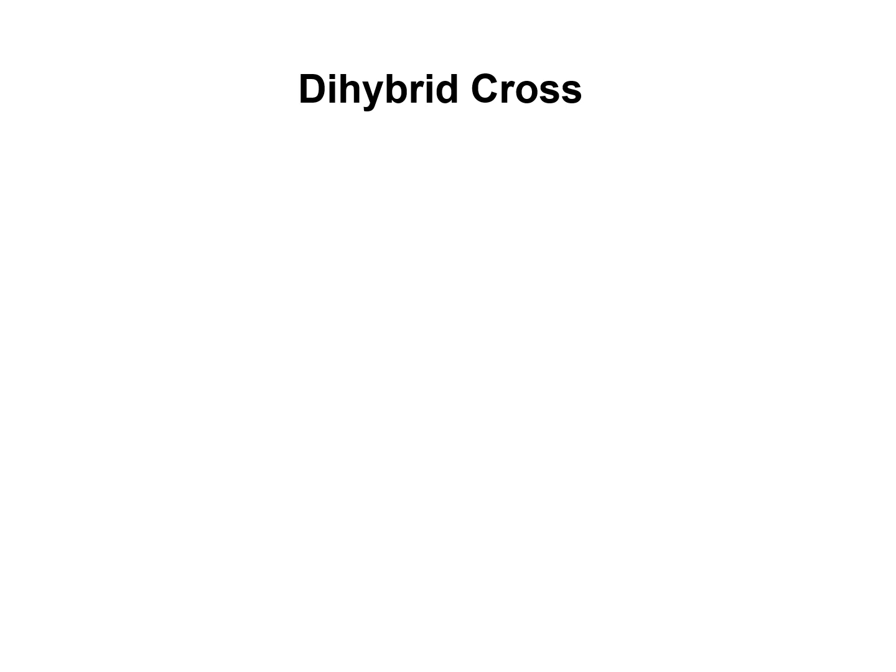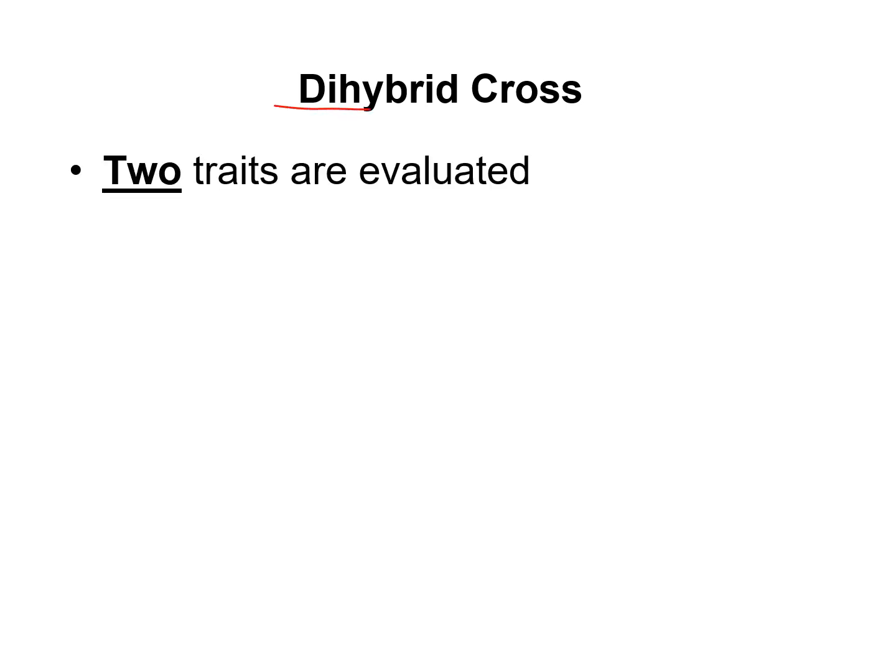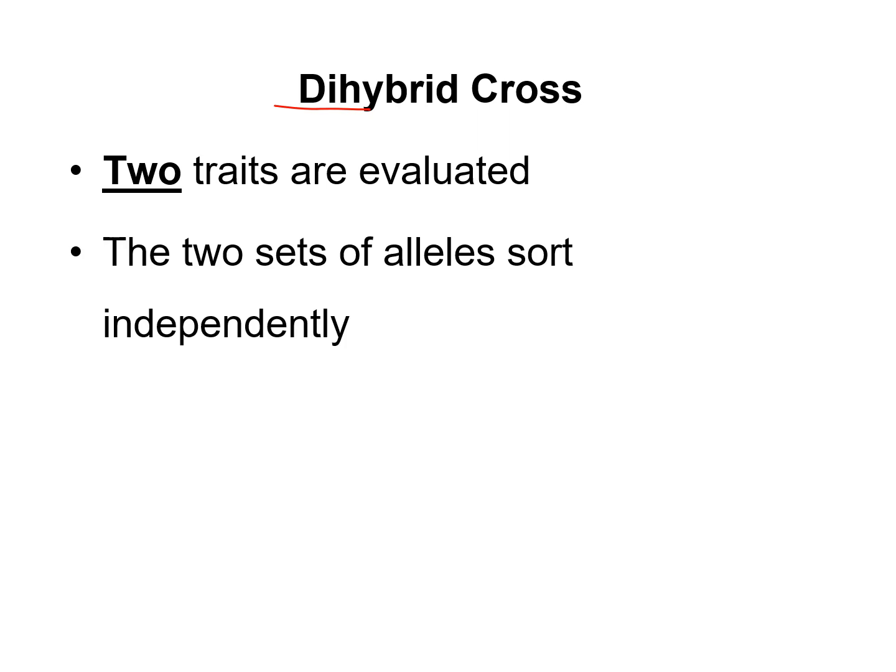Another type of cross you'll have to be able to do is a dihybrid cross. And di means two, so this involves two traits that are going to be evaluated. And the important thing about this is that those two sets of alleles for those two different traits, they're going to sort independently during meiosis.